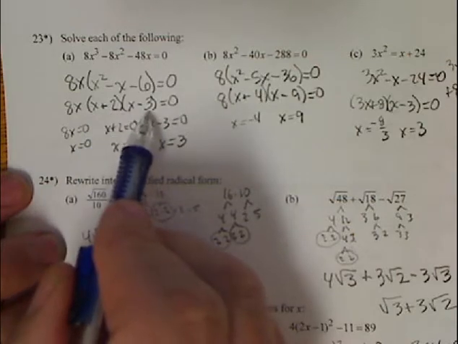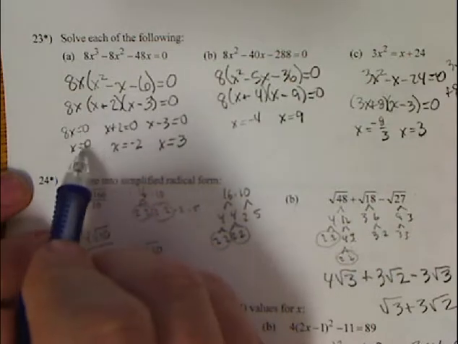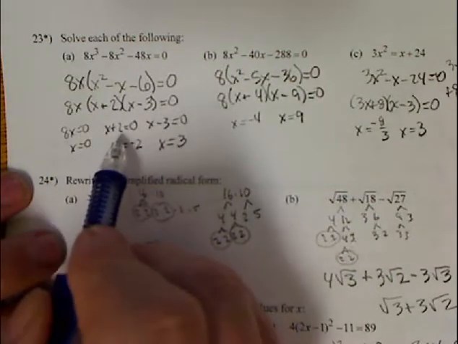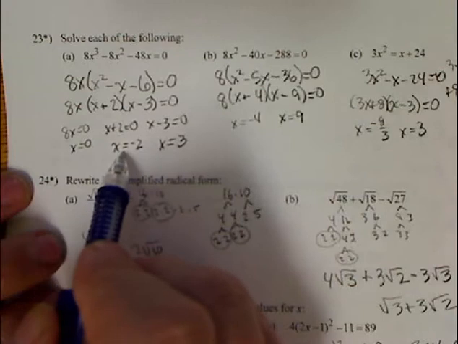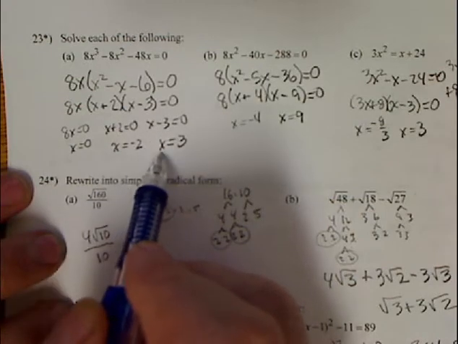Once I have my terms, I set them each equal to 0. So 8x equals 0, so x equals 0. X plus 2 equals 0, I get x equals negative 2. X minus 3 equals 0, I get x equals 3.